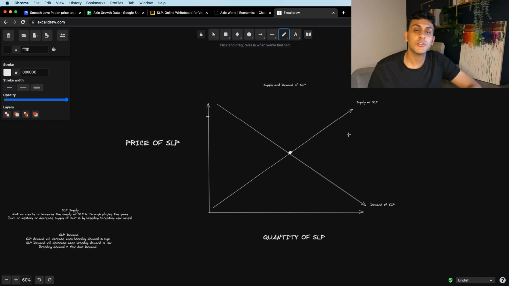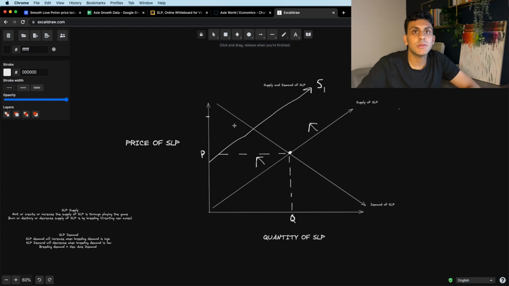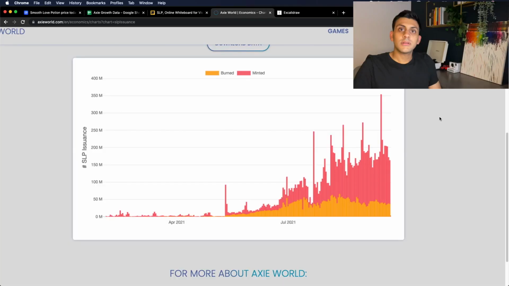When players burn or destroy or use SLP to breed, it actually decreases the supply of SLP, so it shifts in the opposite direction. You can see when SLP is burned, the price of SLP increases and the quantity of SLP decreases from the original equilibrium. As we know, the supply of SLP is uncapped, so it can fluctuate over time. It can either be burned or minted.